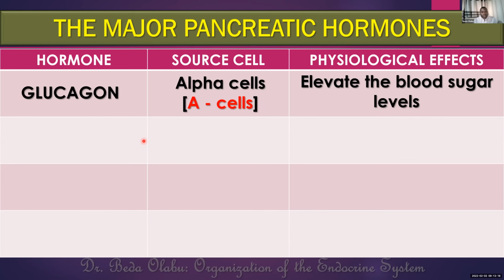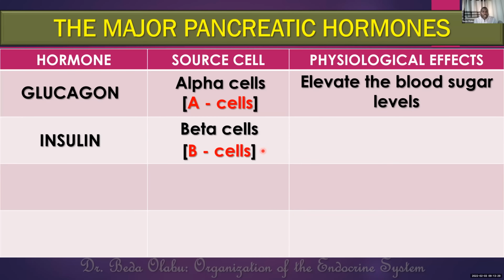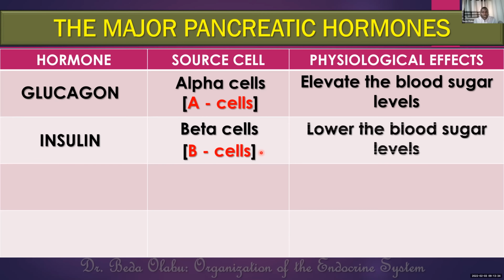Second hormone, insulin. Insulin comes from the beta cells of the islets of Langerhans. We can call them the B cells. Insulin has the opposite effect to glucagon. So it will lower the blood sugar levels. Again, think about the mechanisms that insulin would use to lower the blood sugar levels. Importantly, there are some things that need to come to mind.